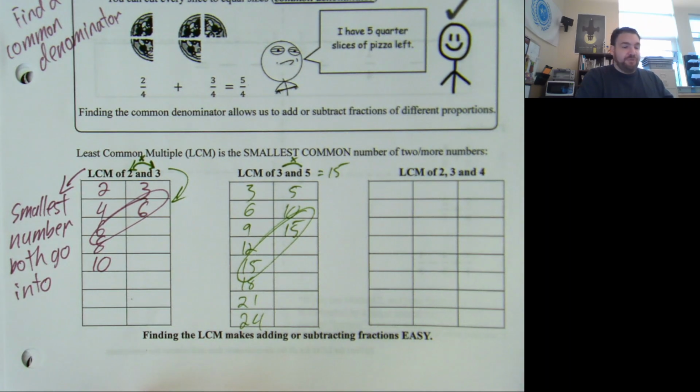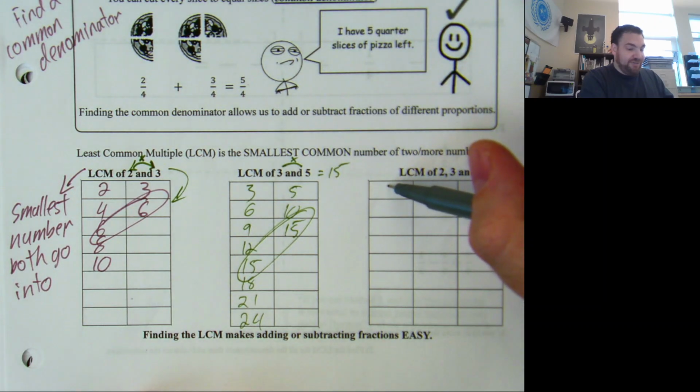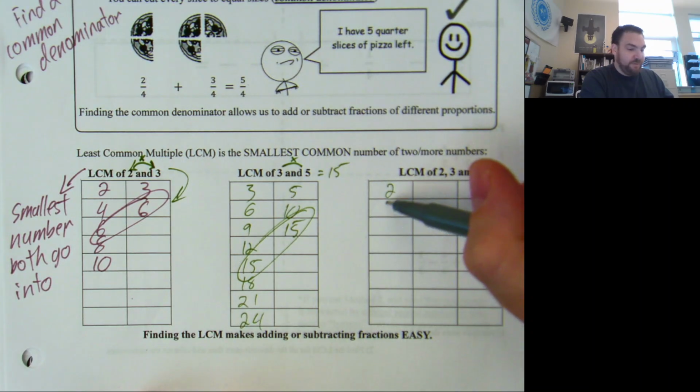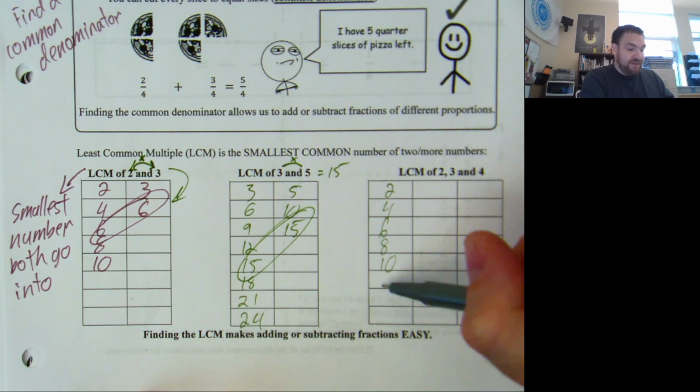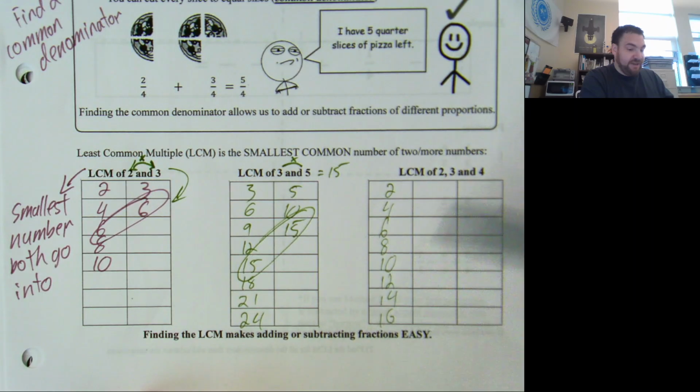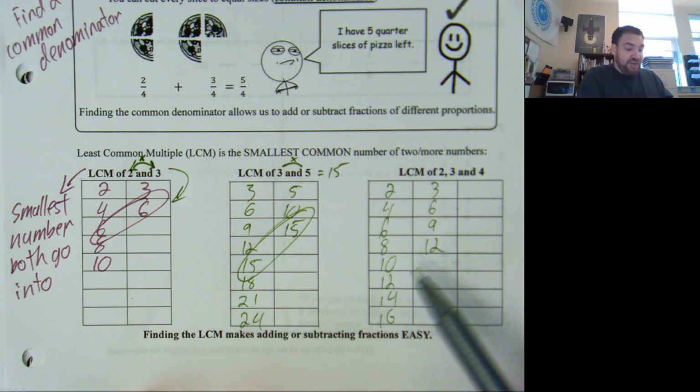Let's take a look at the last one, 2, 3, and 4. You betcha. Let's prove it. 2, 4, 6, 8, 10, 12, 14, 16. 3 goes up, 3, 6, 9, 12. So 12 is looking good because these both go into 12. 4 is 4, 8, 12. There it is.